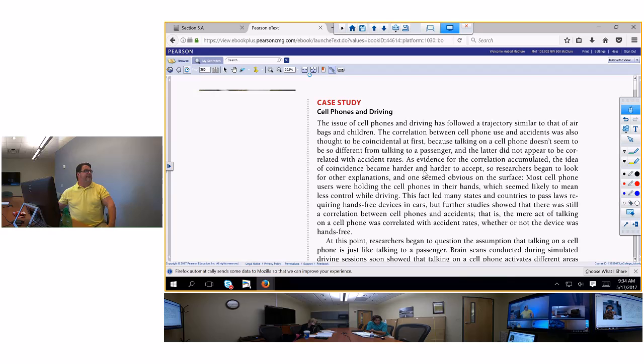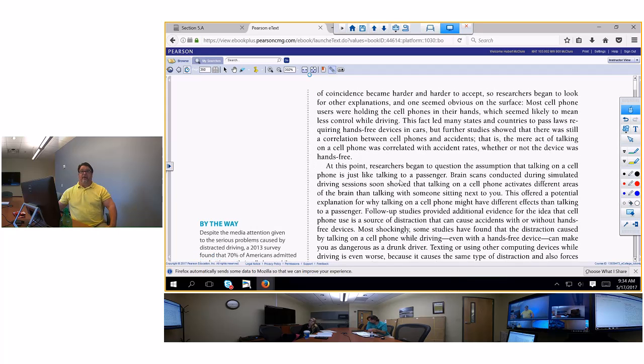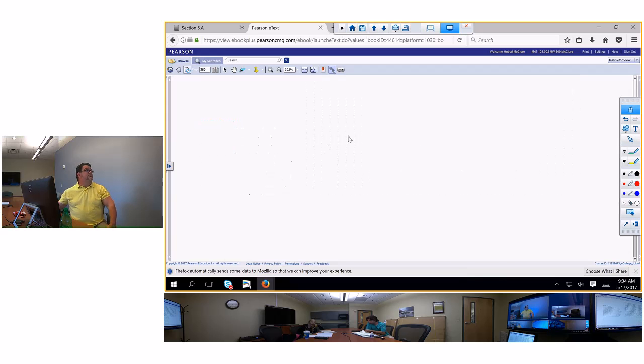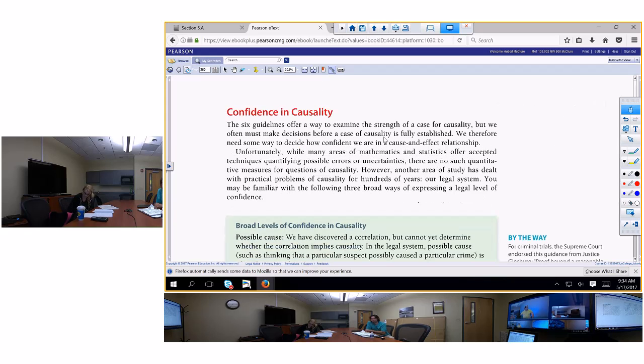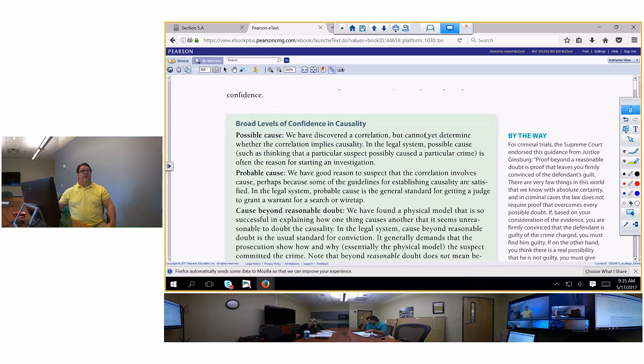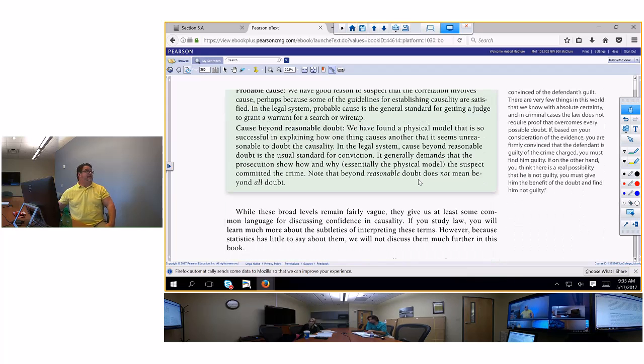Okay, that's it. Cell phones and driving. What would that be? Probably a positive correlation. The more you talk on your cell phone, the more wrecks you're going to have. Pretty much. Texting is even worse. You ever see my truck go off the road, that means I'm texting.